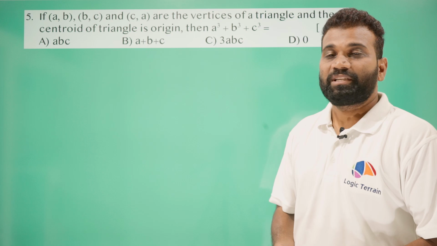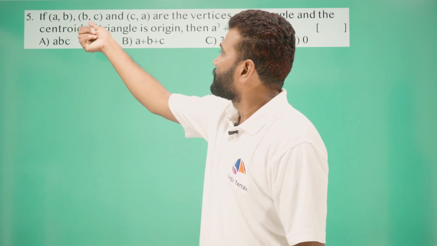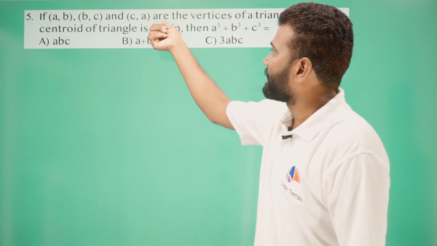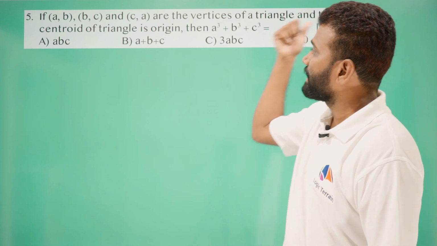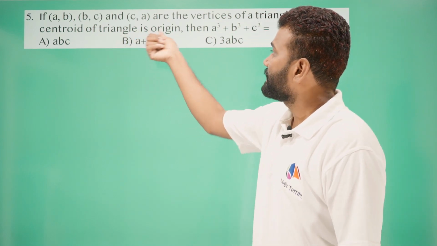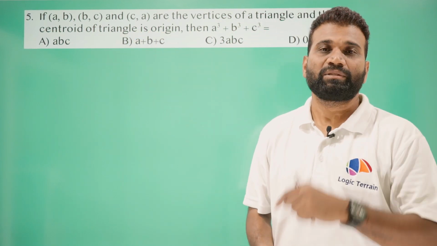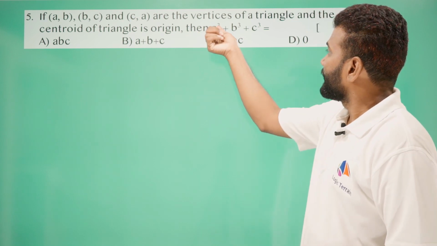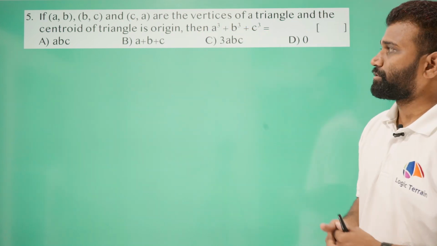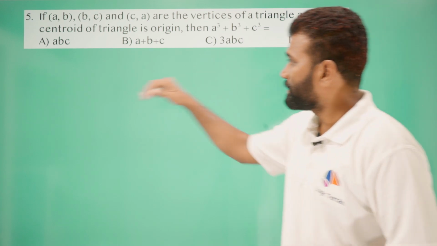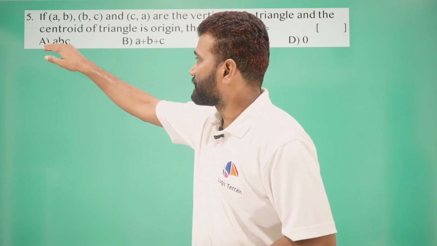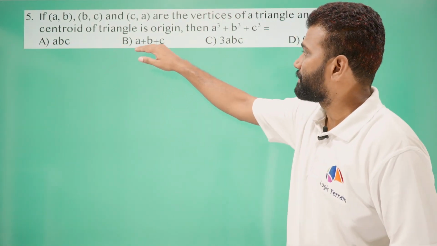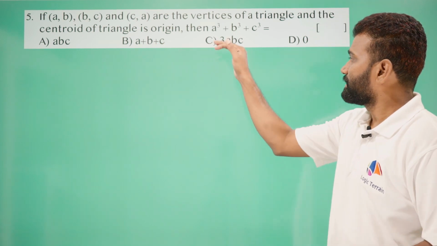Here is our next question. If points (a, b), (b, c), and (c, a) are the vertices of a triangle and the centroid of the triangle is the origin, that is (0, 0), then a³ + b³ + c³ is equal to what? So what is the relation? Here are the options. Option A is abc, option B is a + b + c, option C is 3abc, option D is 0.